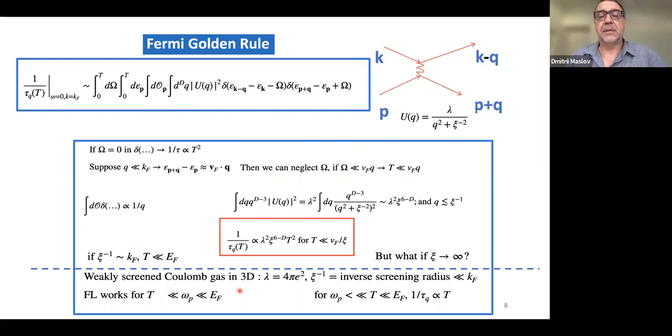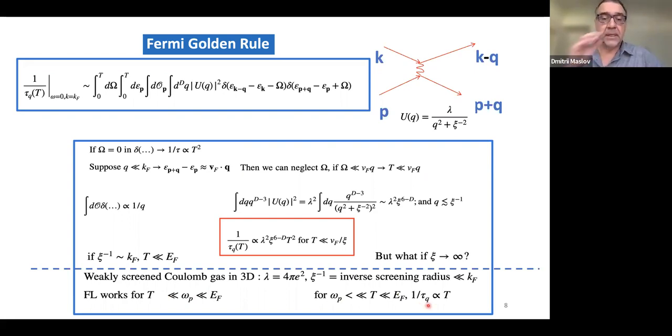In this case, the parameter of the interaction, the prefactor λ, is proportional to the square of the charge. ξ⁻¹ is just the inverse of the screening radius, which at weak coupling is much smaller than k_F. And so the condition for the Fermi liquid to work would be that temperature is much smaller than the plasma frequency, which by itself is much smaller than the Fermi energy. And if temperature is larger than the plasma frequency, but less than the Fermi energy, we actually wouldn't have Fermi liquid behavior. The scattering rate would be proportional to temperature.